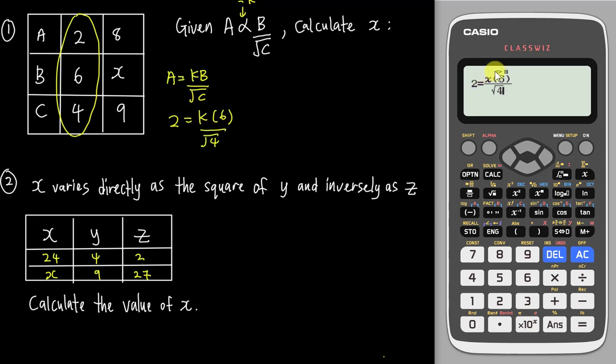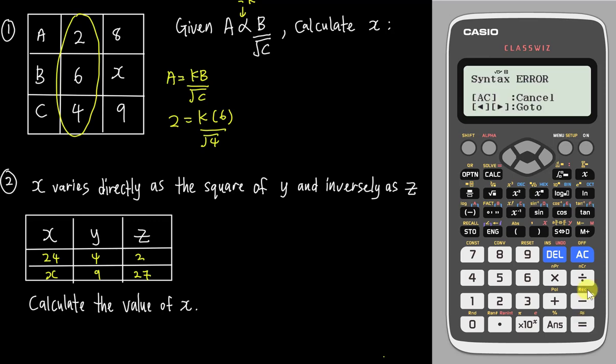So yeah, you can just type everything here, but you cannot type the equal button here. If you type the equal, they will say syntax error. So what you need to do is use the solve button here. So what I will do right now is, if I want the calculator to solve it for me, then I will just do shift solve.